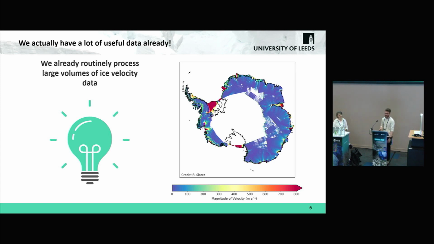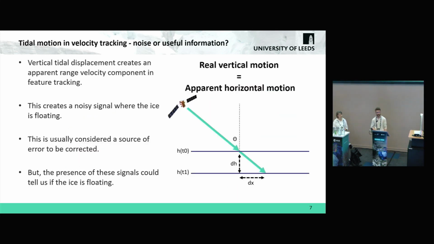And we routinely process large amounts of ice velocity data to do other work. And so yeah, there's some data that's processed by my colleague Ross. And what got me thinking about this was tidal corrections, which again, thank you Thomas for introducing those, are something that's applied to ice velocity measurements over ice shelves. But what if we flip that logic and say, well, we know what the tidal signal should look like. Can't we use that to detect what's floating and what's not?